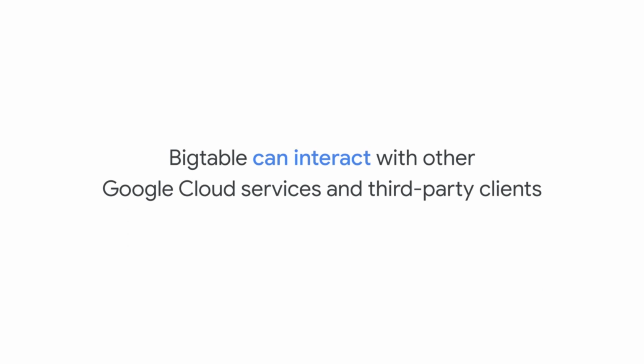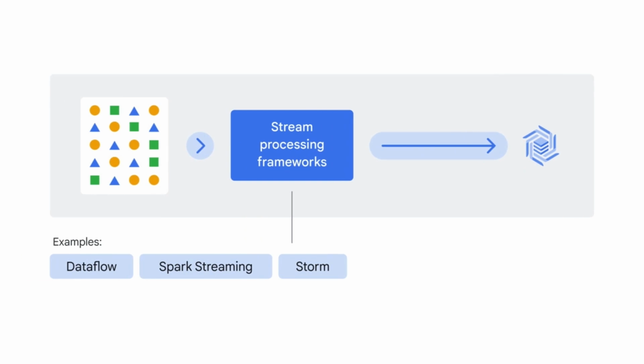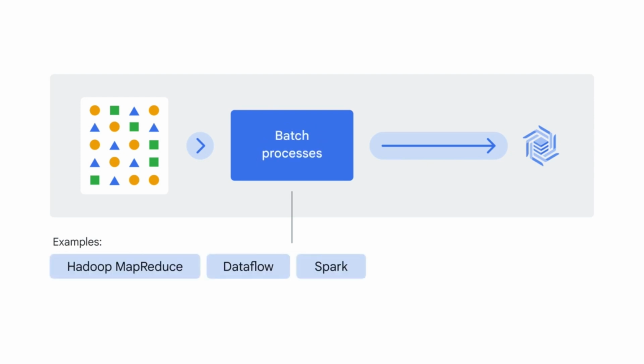Bigtable can interact with other Google Cloud services and third-party clients. Using APIs, data can be read from and written to Bigtable through a data service layer like managed VMs, the HBase REST server, or a Java server using the HBase client. Typically, this is used to serve data to applications, dashboards, and data services. Data can also be streamed in through a variety of popular stream processing frameworks like Dataflow Streaming, Spark Streaming, and Storm. And if streaming is not an option, data can also be read from and written to Bigtable through batch processes like Hadoop MapReduce, Dataflow, or Spark. Often, summarized or newly calculated data is written back to Bigtable or to a downstream database.